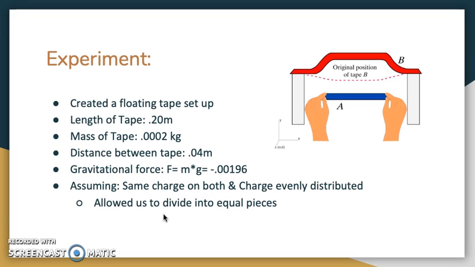For this experiment, we created a floating tape setup similar to the one used in Lab 1. For the length of tape I had 0.2 meters, the mass of my tape was 0.002 kilograms, and the distance between my tape was 0.04 meters. Then I was able to calculate the gravitational force as 0.00196, and I assumed that the same charge was represented on both pieces of tape and that this charge was evenly distributed along the tape. Using these assumptions, this allowed me to divide the piece of tape into equal pieces.